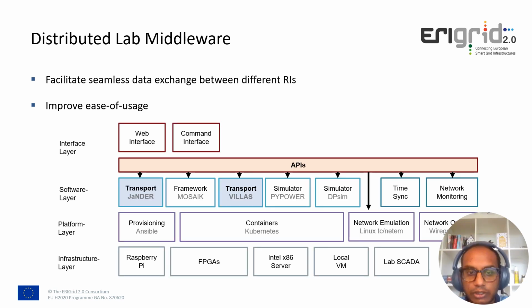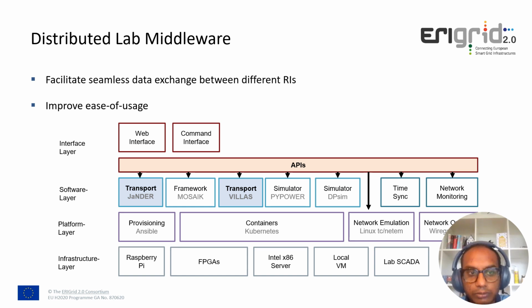So this is the software architecture of how the middleware looks. As you can see, it's divided into 4 layers, the lowest being the infrastructure layer, which is directly connected to the lab, a platform layer on top of it, followed by a software layer, and then an interface layer. In the previous module of the MOOC, we have already seen the software layer and been introduced to some of those tools, such as Villas. So in this part of the MOOC, we will focus on the infrastructure and platform layers, and then also talk about the APIs, which are an important aspect of the entire middleware.